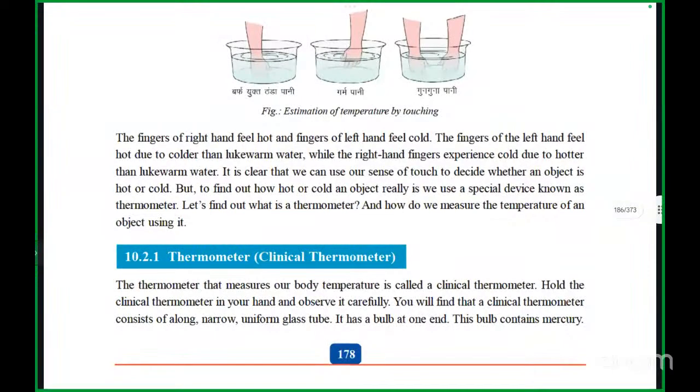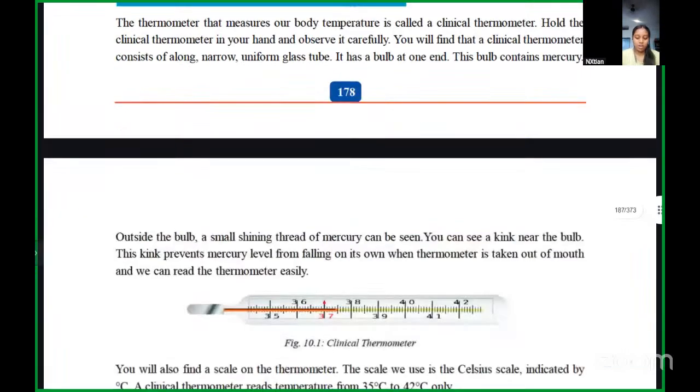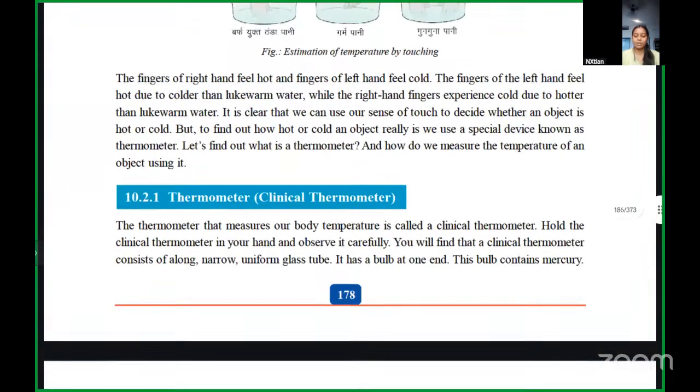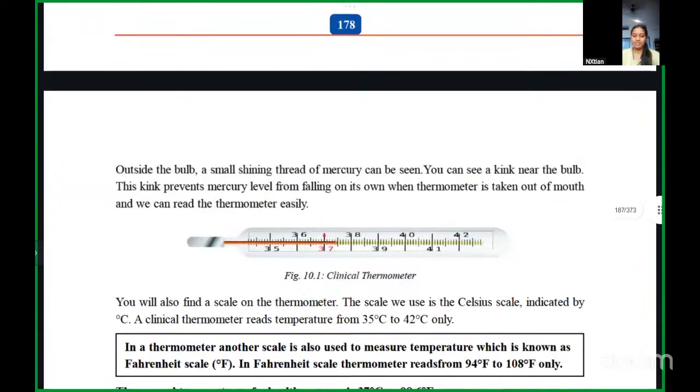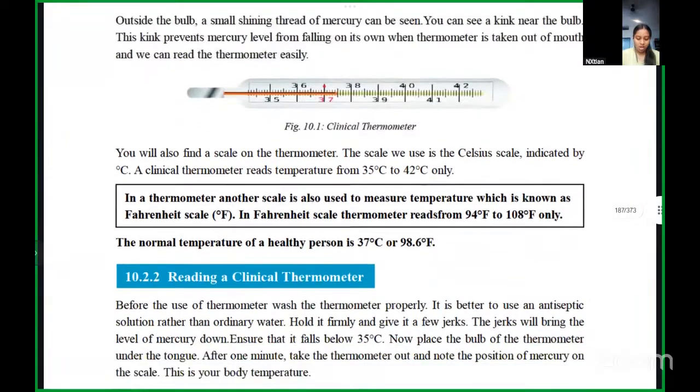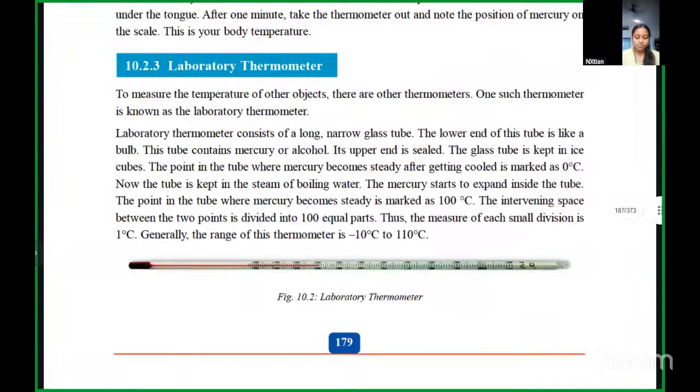We saw how we can measure temperature. Two ways we saw, two types of thermometers. Yesterday we discussed the clinical thermometer. Today we will be discussing the laboratory thermometer.